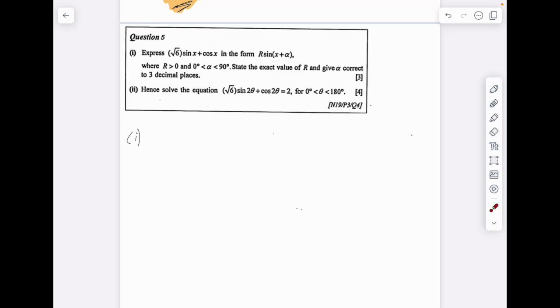Today we're going to be going through more trigonometry questions, more exam style trigonometry questions.